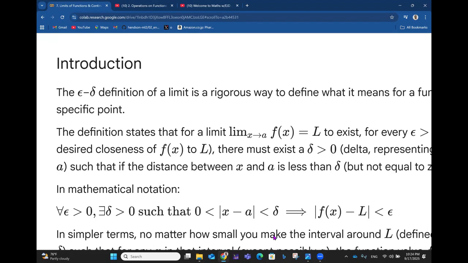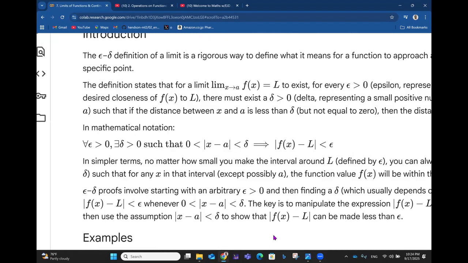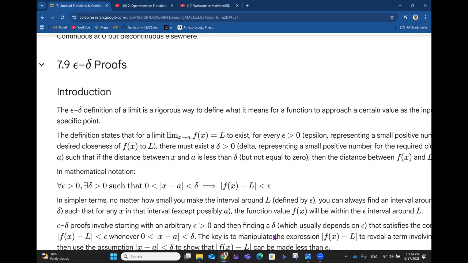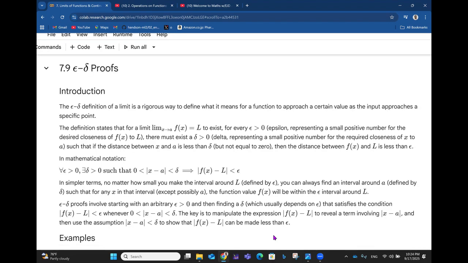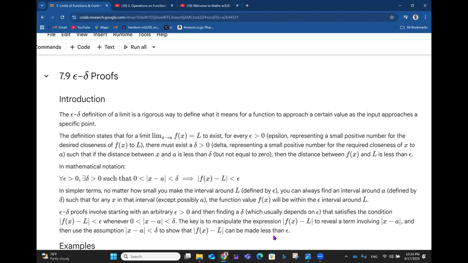And that takes us to the concept of epsilon delta proofs. I think this is the highlight of anything about limits and functions in real analysis. The epsilon delta proofs are the big deal. If you look at the basic calculus video playlist I showed you before, we are showing limits numerically, right? But for epsilon delta proofs, we are using pure abstract logic. The epsilon delta definition of a limit is a rigorous way to define what it means for a function to approach a certain value as the input approaches a specific point.